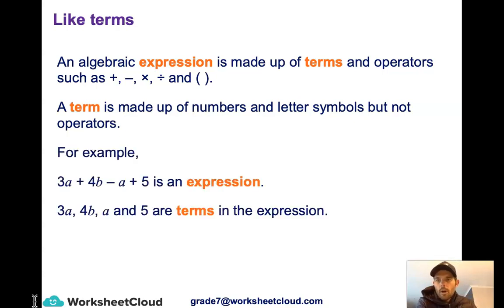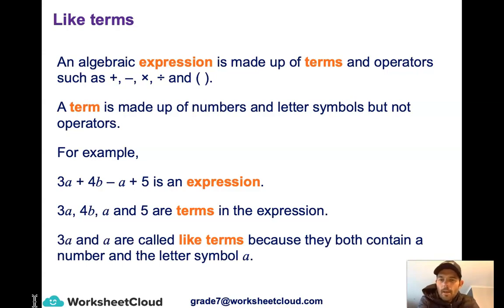Okay, so for example, 3a plus 4b minus 5 minus a plus 5, that is an expression. There's no equal sign there. Okay, 3a is a term, 4b is a term, a is a term, and 5 is a term. So there are 4 terms in that expression. All right.